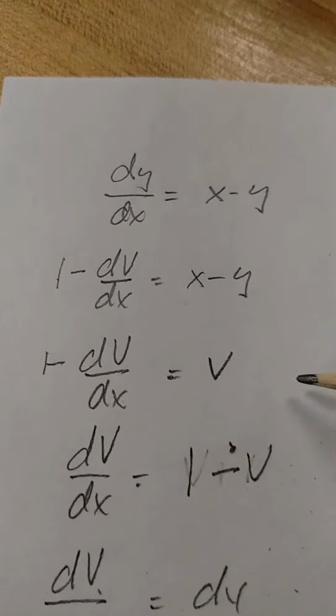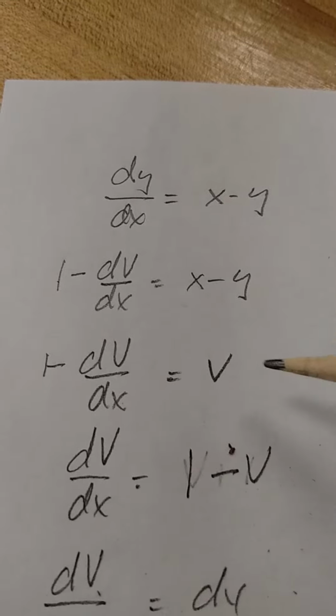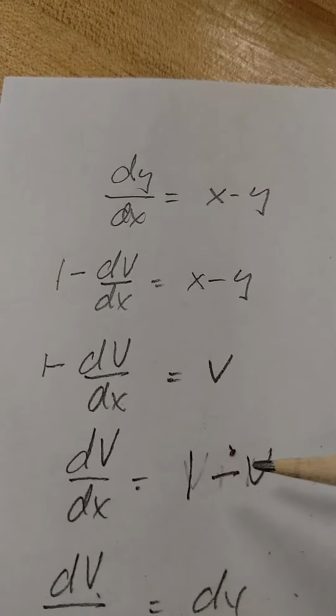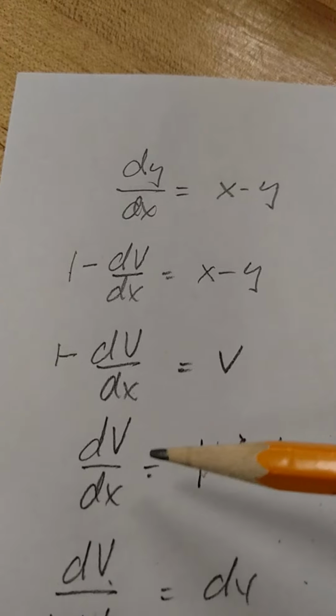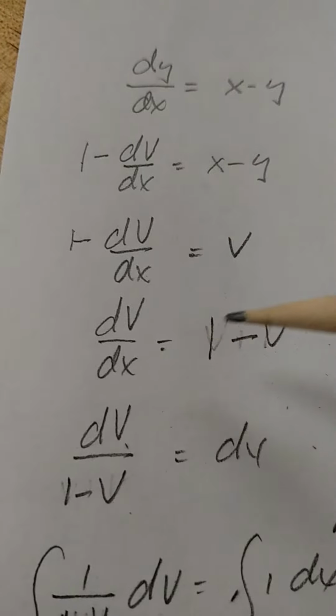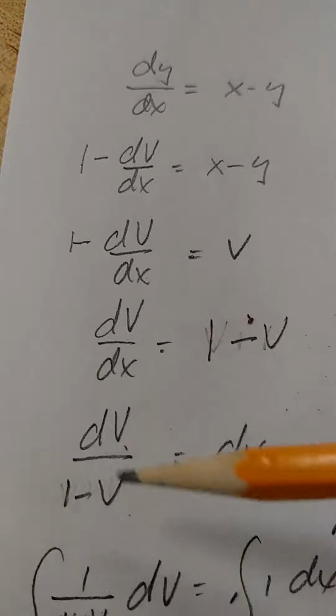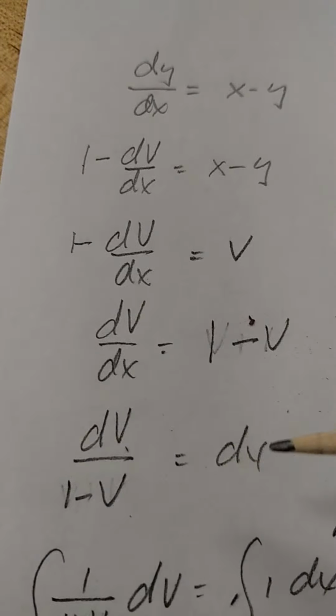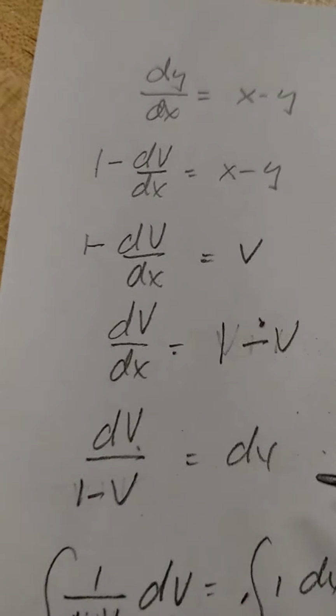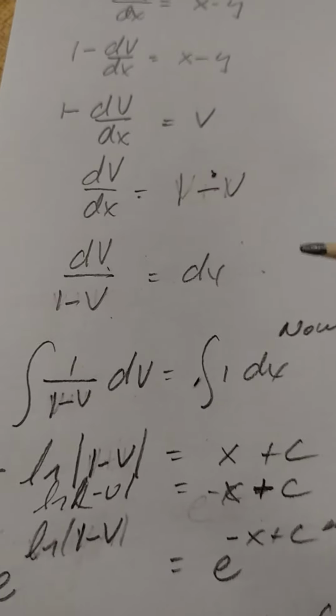So I bring the 1 over, that becomes subtract 1, divide by negative 1, makes it 1 minus v is equal to dv/dx. And I can multiply this side by dx and divide by 1 minus v, so I get dv over 1 minus v is equal to dx. Now my variables are separated. I can go ahead and integrate.